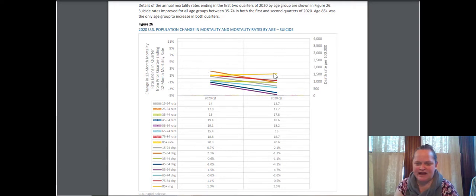So if we look at the quarter over quarter, we will see that there was an increase for the 85 plus in Q2, and there was a decrease for the other ones in Q2. And people have theories about this. I'm just kind of reserving judgment. I don't know with regards to suicide.